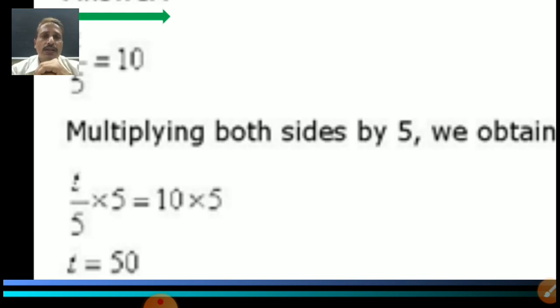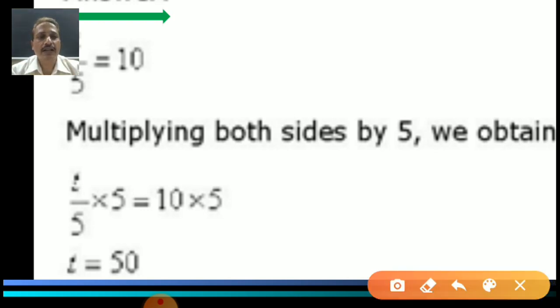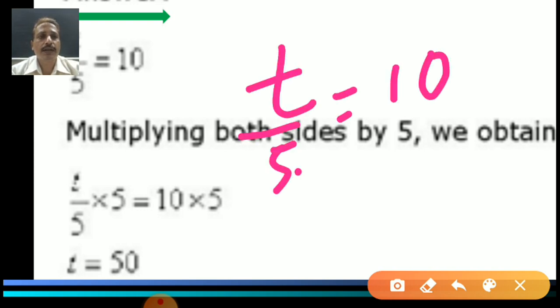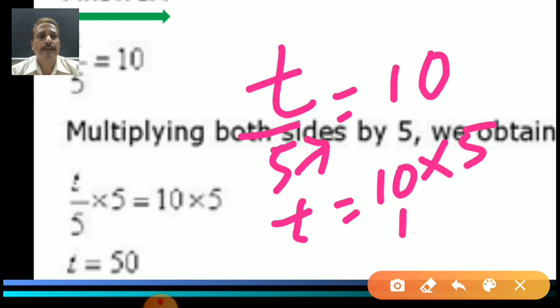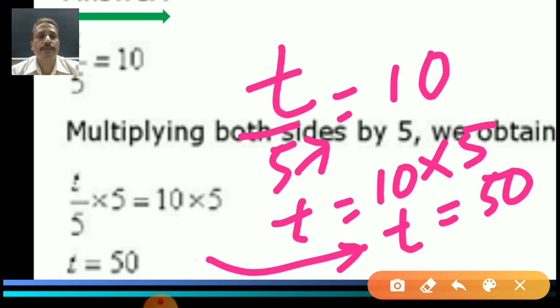Anyone has doubt? Here they use our first method. Put 5 on the left side and 5 on the right side in multiplication, and then cut 5 with 5, and on the right side 10 5s are 50. Understood? The second method will become like this. T upon 5 is equal to 10. This 5 will move to the right side. That means T is equal to 10 into 5, and T is equal to 50. See, both answers are the same.